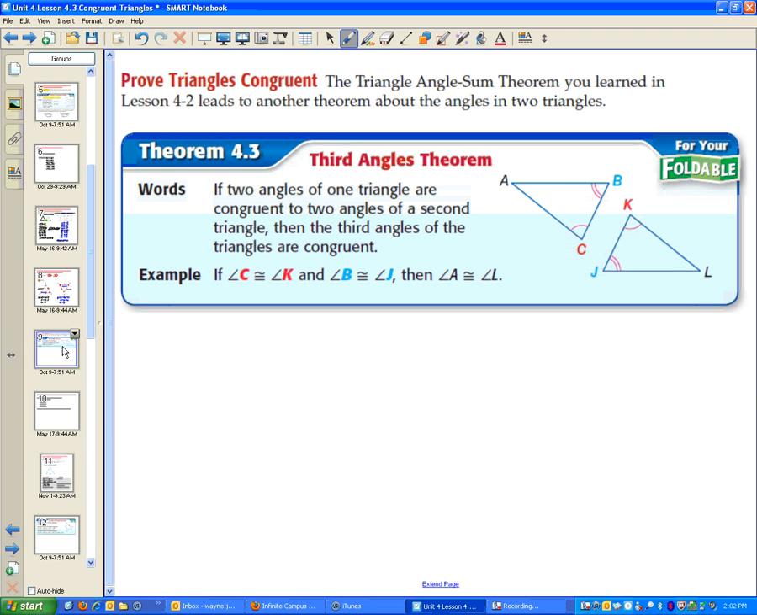Look, let me put numbers on here. It'll make sense. If that's 70, that's 70. If that's 50, that's 50. Look at triangle ABC. Doesn't angle A have to be 60 to get a sum of 180? Look at the other triangle. Doesn't angle L have to be 60 to get a sum of 180? So weren't the third angles congruent? Yep.